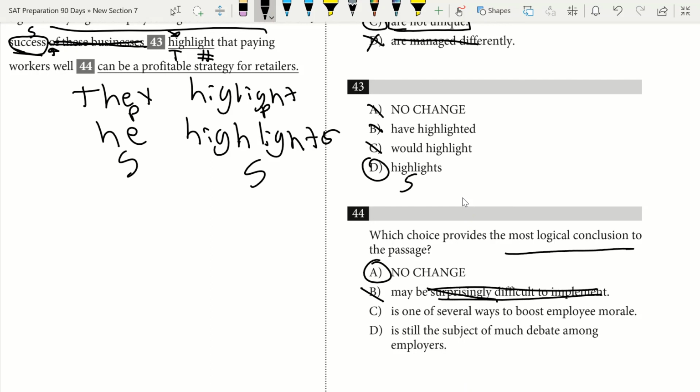Anytime we're looking for a logical conclusion, we want to look at the big picture of the passage. C is one of several ways to boost employee morale. We don't touch on employee morale, so C will be wrong. D is still the subject of much debate among employers. It's not the subject of debate. And even if it was, that's not really the big picture of our passage. So anytime we're asked for a conclusion and we're not given a direction with it, we want to look at the big picture of our passage, which was about how it can be profitable for retailers to pay higher wages. So 44, answer there is going to be A.